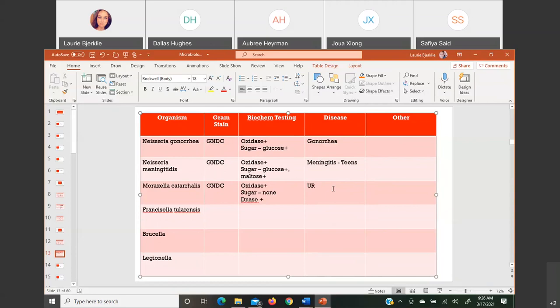But as far as diseases go, lots of upper respiratory infections. So otitis media, like ear infections, things like that, sinusitis. So lots of upper respiratory infections. And then this is the one that's kind of fun, that's said to be like a hockey puck, because when you try to pick it up off the chocolate plate, it kind of slides across.